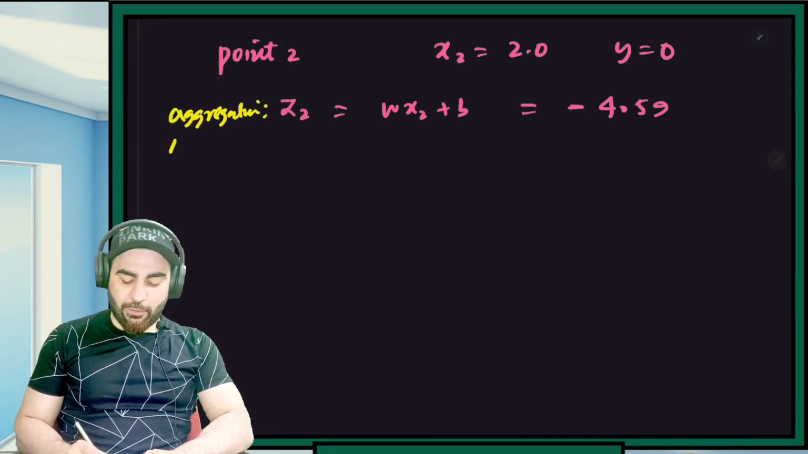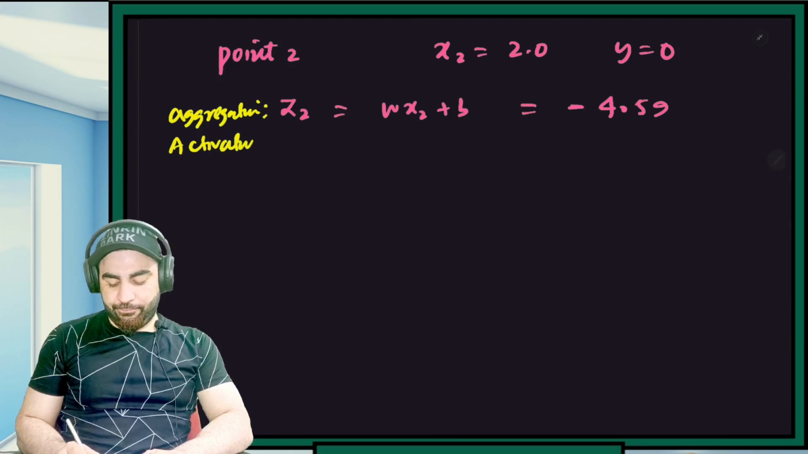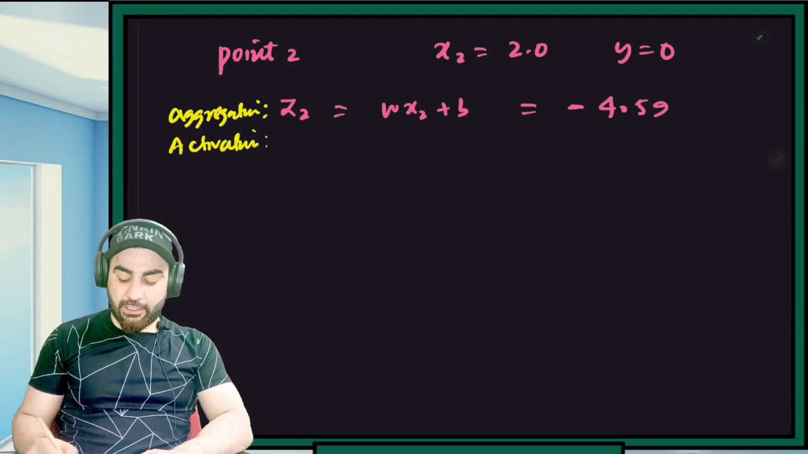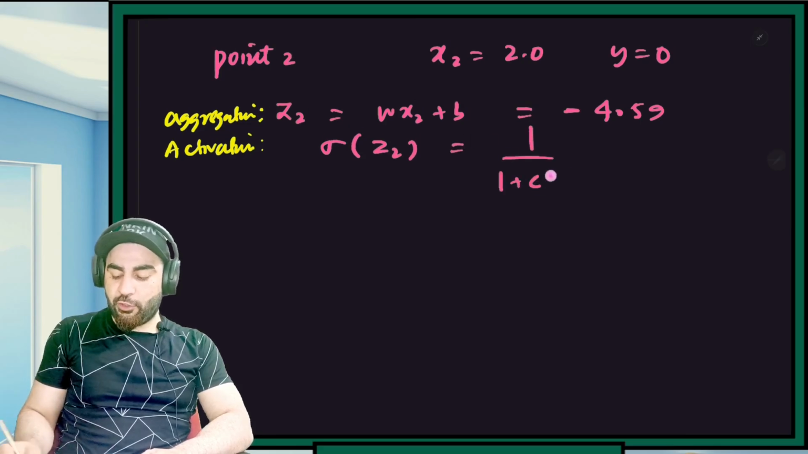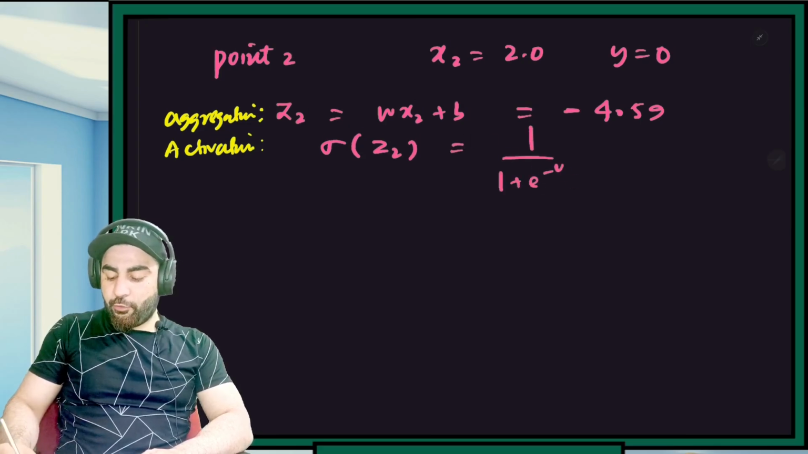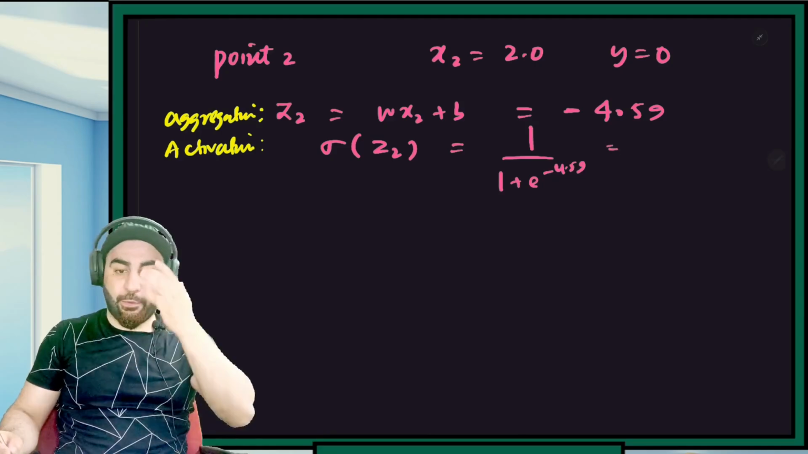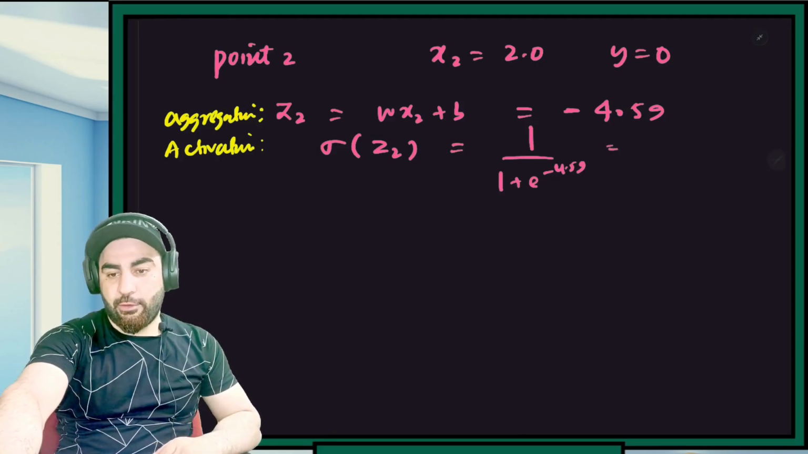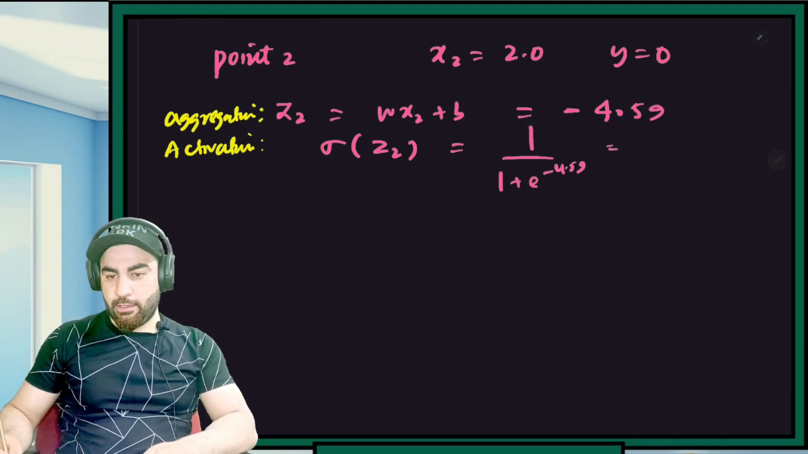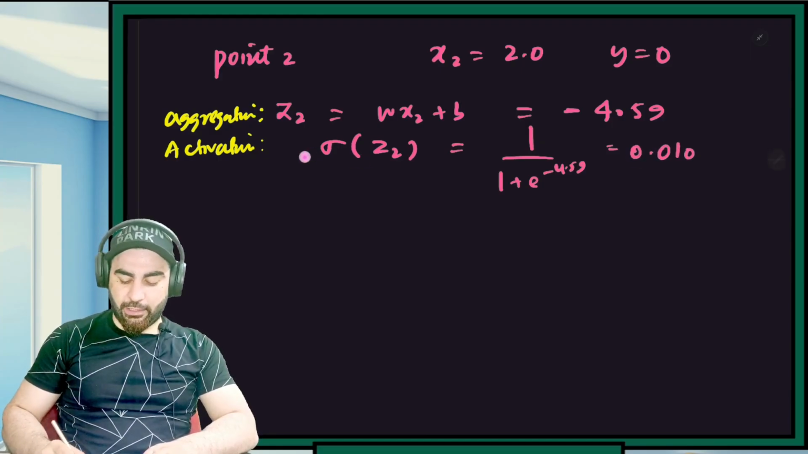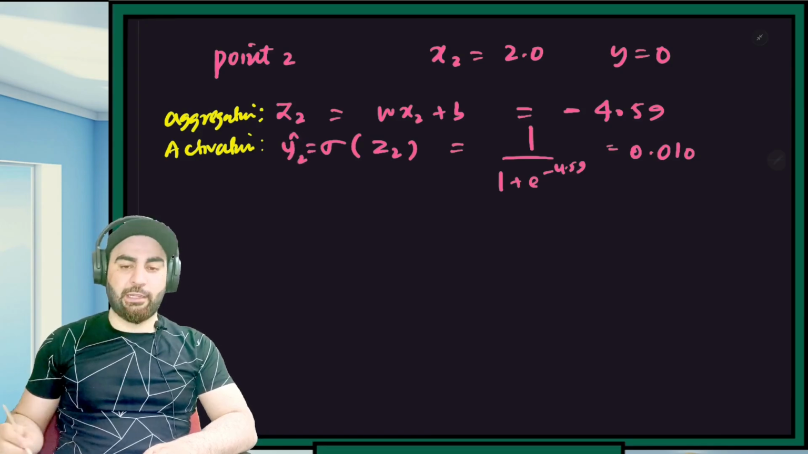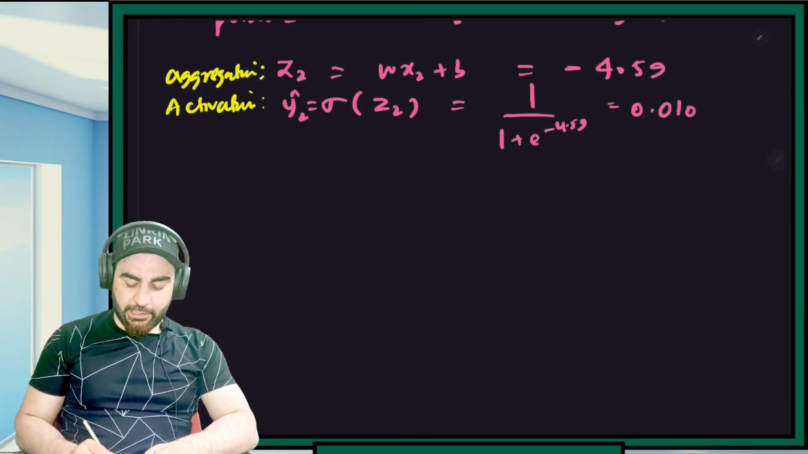After this, we'll perform activation. How to perform activation? The activation function in this case is sigmoid of z2. So this is 1 divided by 1 plus e to the power minus 4.59. If you compute, I suppose I'll look at the values, this came out to be 0.010. So this is the activation over here. When you apply this activation, this is our predicted value. So this is y2 hat, predicted y2.